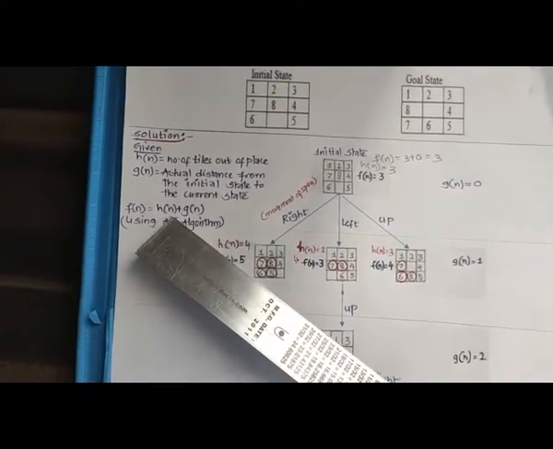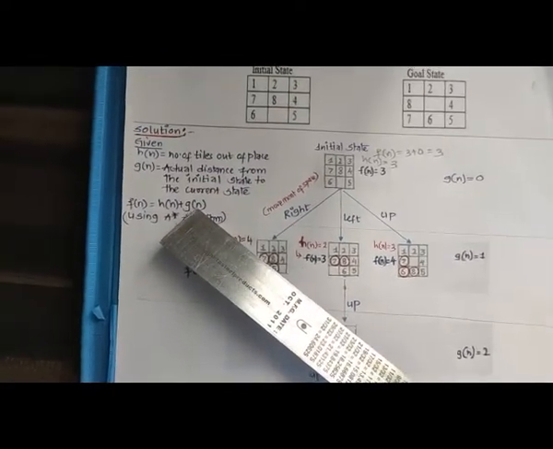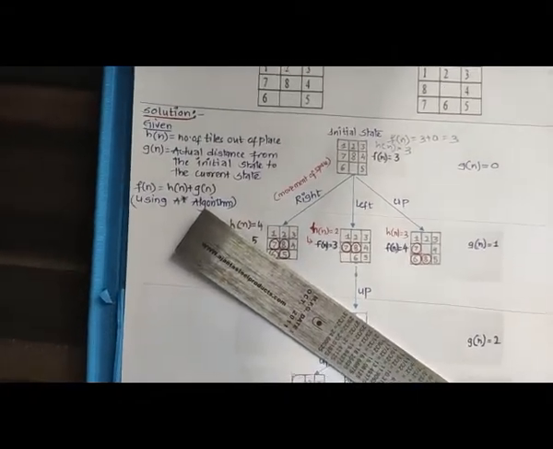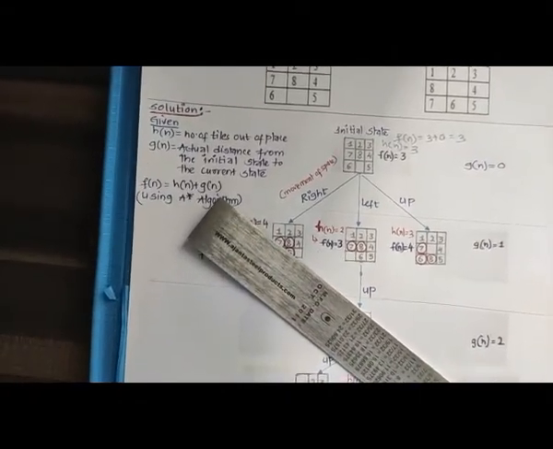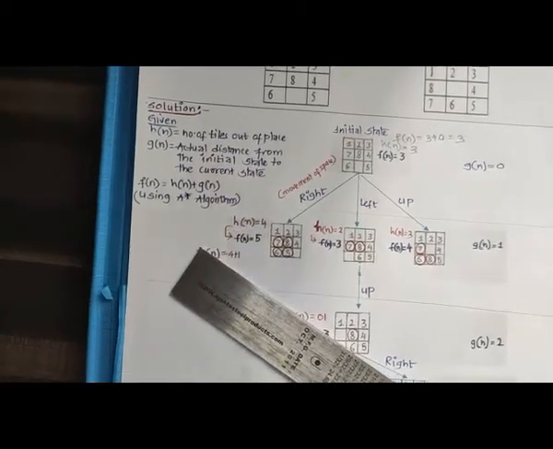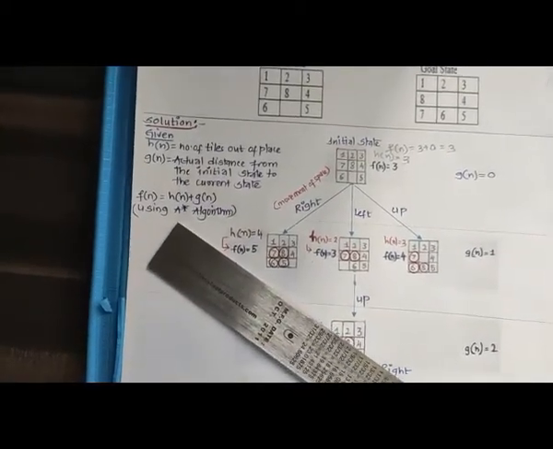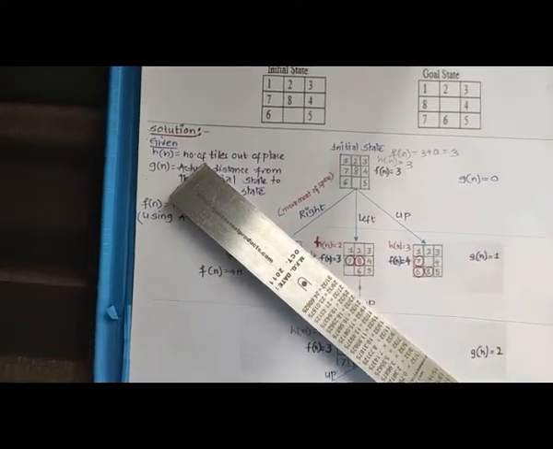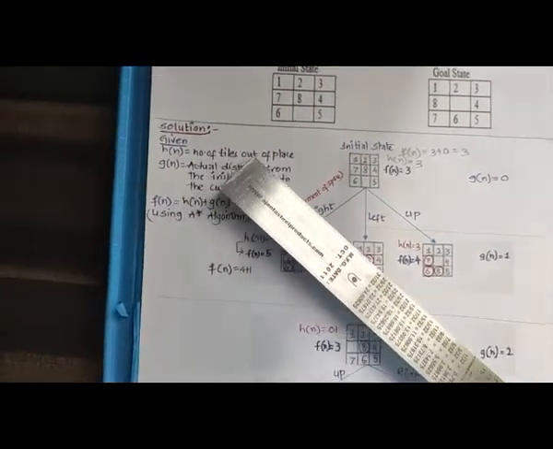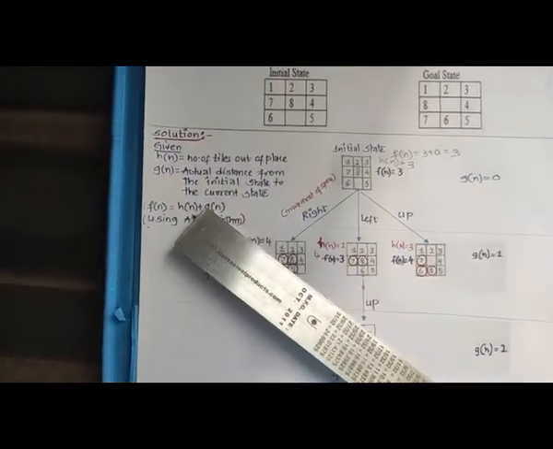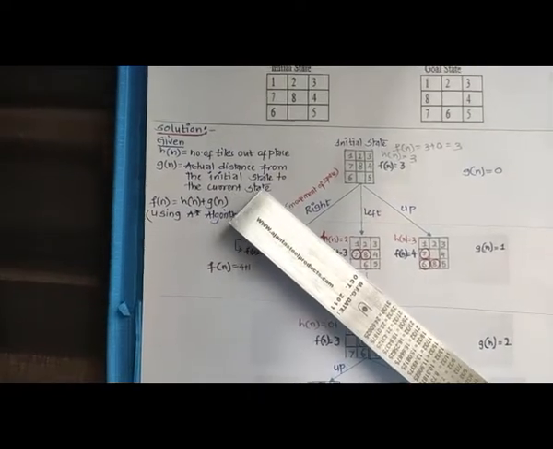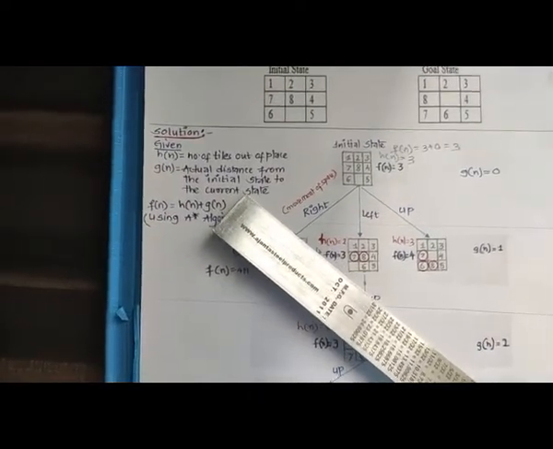And what is that f of n? F of n is equal to h of n plus g of n, where h of n is the heuristic function that estimates the cost of the cheapest path from the node n to the goal node. What is n? N is the next node. Now, in this particular problem, h of n is given as the number of tiles out of place. And what is g of n? G of n is the actual distance from the initial state to the current state, right?